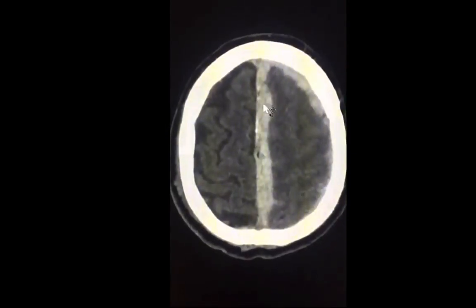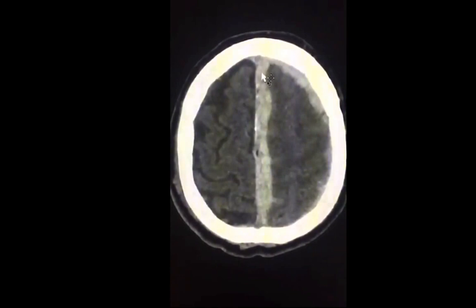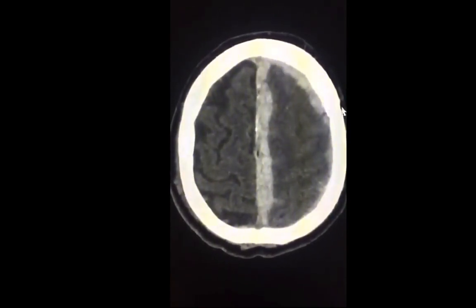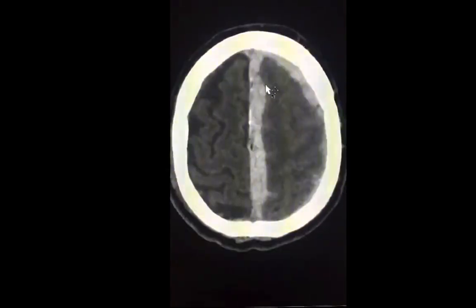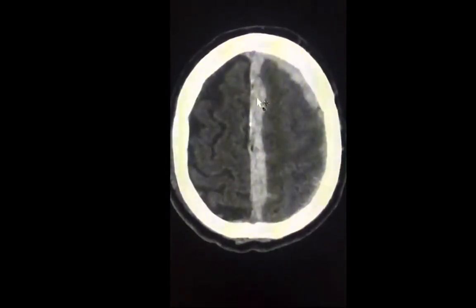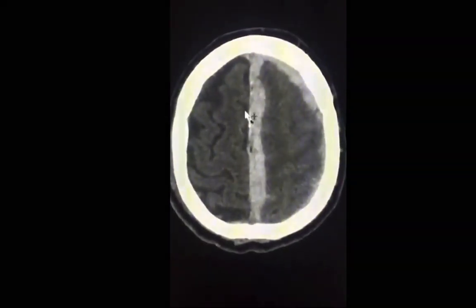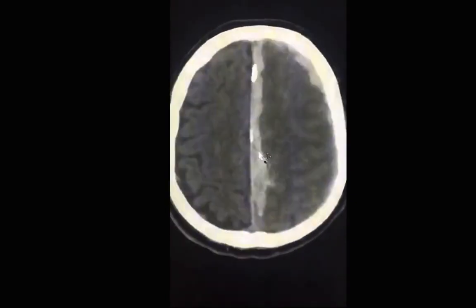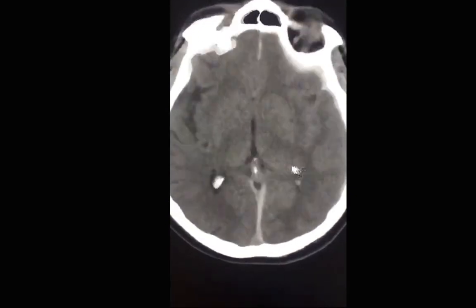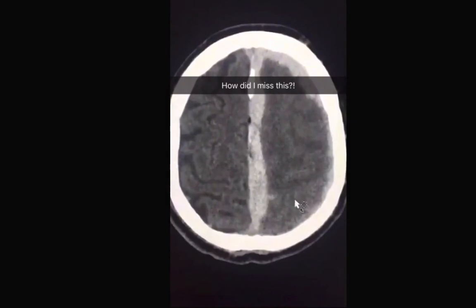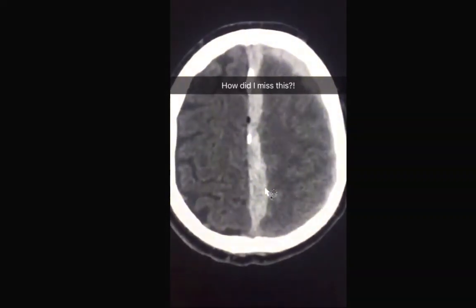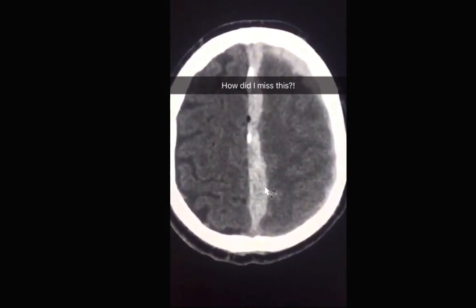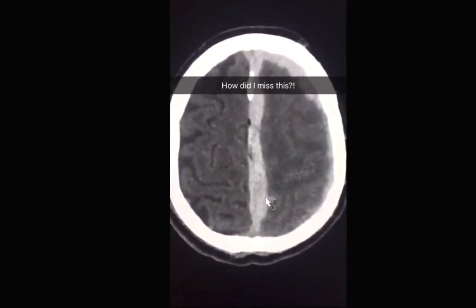We learned from a prior case that subdural hematoma does not respect the osseous sutures. We also learned that subdural hematoma tracks along the falx without crossing the midline. It also tracks along the tentorium without crossing it. The important question here is, was this subdural hematoma present on the initial scan? And if that's the case, where did we go wrong?